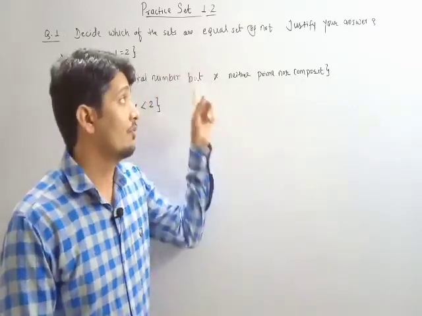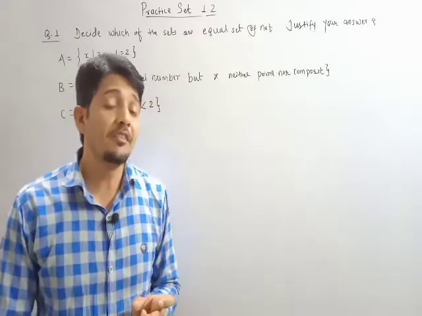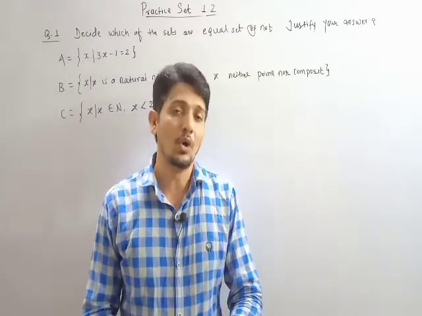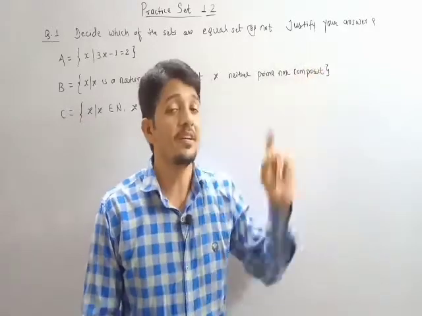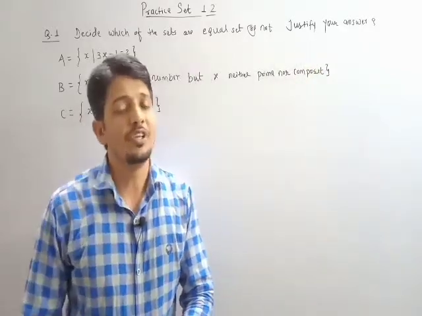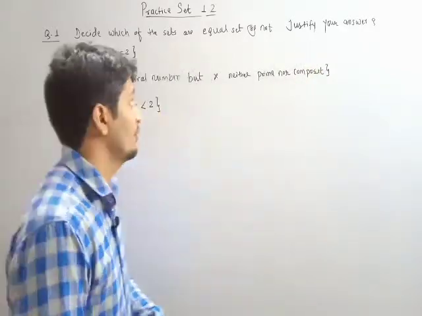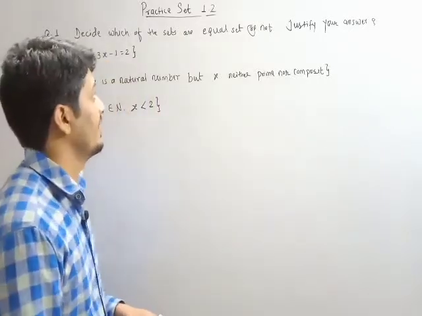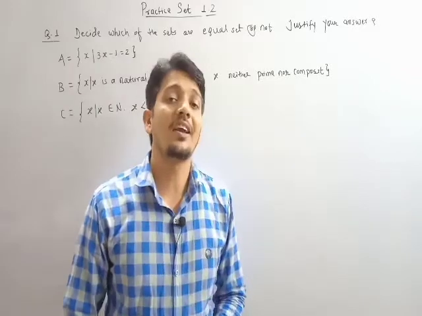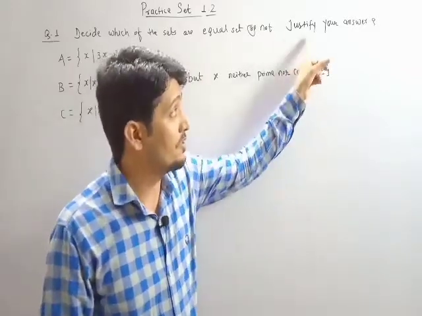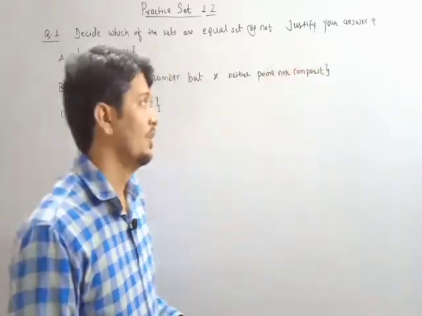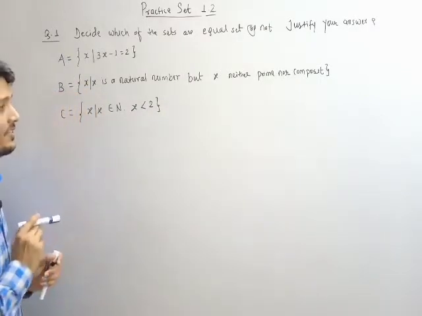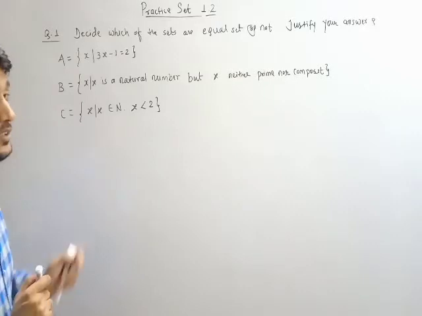So in our first question we have to identify which sets are equal sets and which are not, and we have to justify the answer also. So we'll solve the first question. The first question says decide which of the sets are equal sets or not, and we have to justify the answer also. So the first question have three different sets, that is A, B and C.